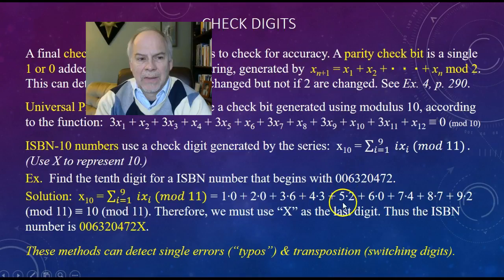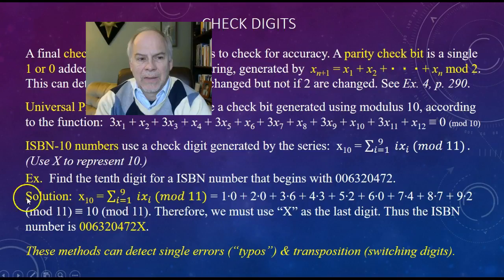So 4 times 3. And then 5 times the x5, which is 2. And then 6 times the x6. Well, x6 is 0, so we got 6 times 0. And then 7 times the x7, which is 4, and then 8 times the x8, well, x8 is 7, and then 9 times the x9, and x9 is 2. So if you add all that up and figure out what that is mod 11, it comes out to 10 mod 11. In other words, when you add all that up together, if you divide that by 11, the remainder is 10.